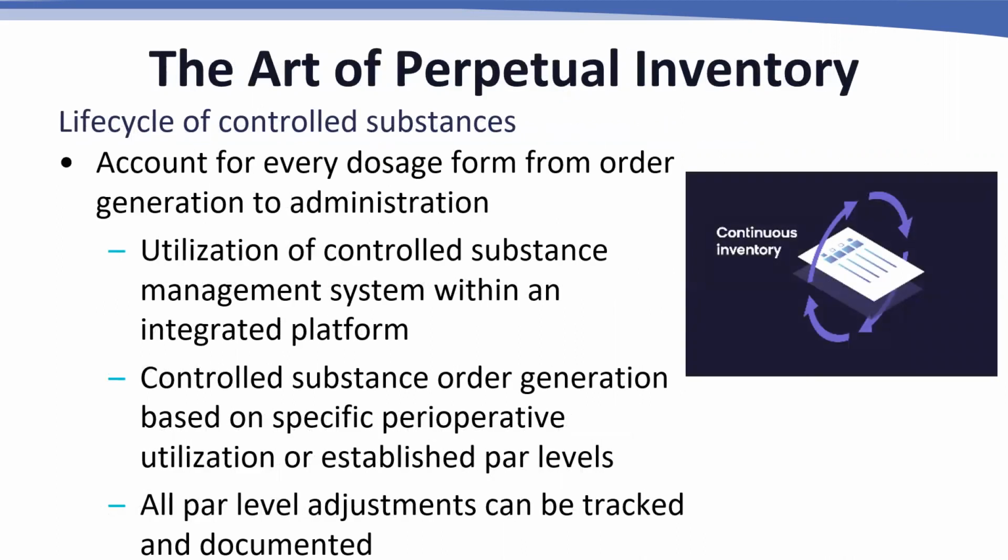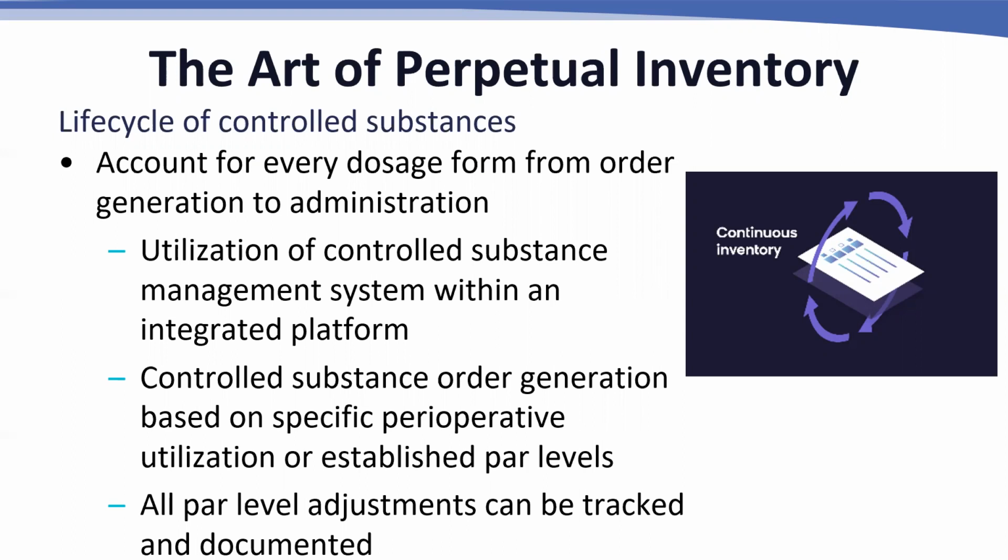So the other focus area is the art of perpetual inventory. When we're looking at all these different areas, how do we make sure that we're accounting for every dose, from order generation, when we submit that order, to when we receive it? And I think that's really important. We want to make sure that controlled substances have specific generation. We've identified the medications that should be ordered, the ones that aren't.